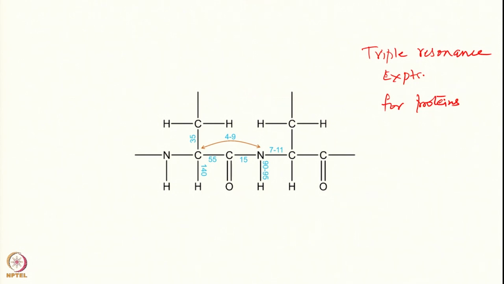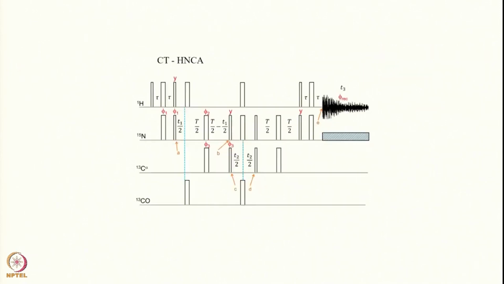Okay. And how does this work? I will illustrate how the transfer happens in the protein in the pulse sequence, and we will illustrate this by taking one particular example, which is called the constant time HNCA. I described to you the HNCA. This is another version of the same one. The magnetization transfer follows this particular path.